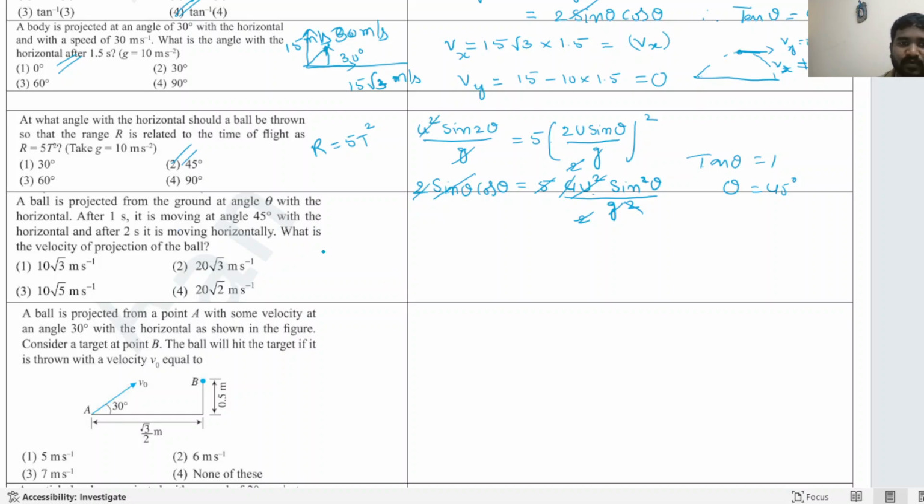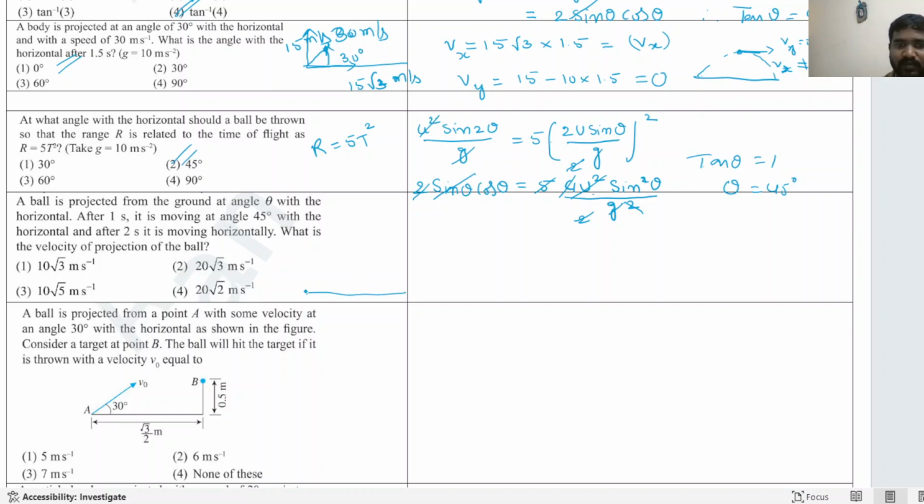Now, a ball is projected from the ground at an angle theta with the horizontal. After 1 second, it is moving at an angle of 45 degrees with the horizontal, and after 2 seconds, it is moving horizontally. What is the velocity of projection of the ball?